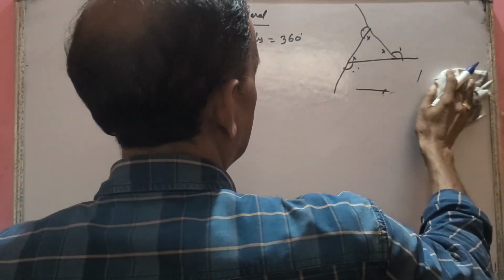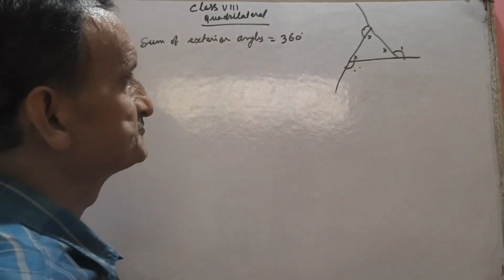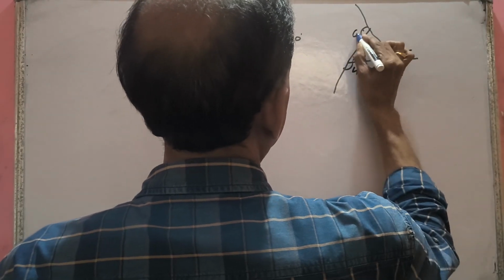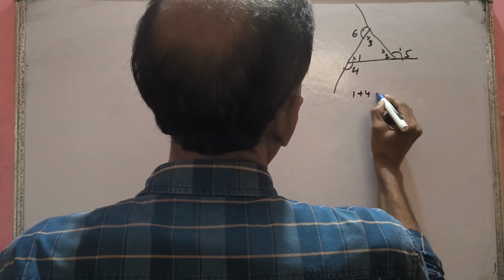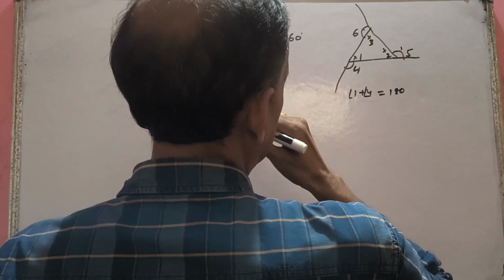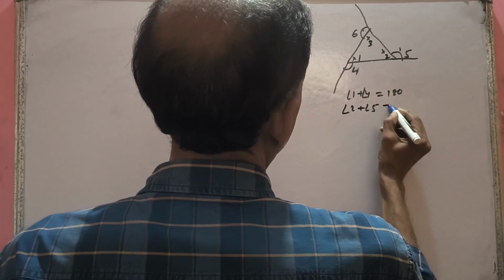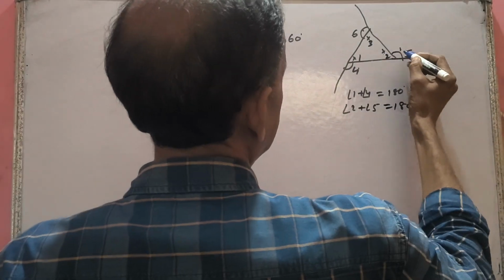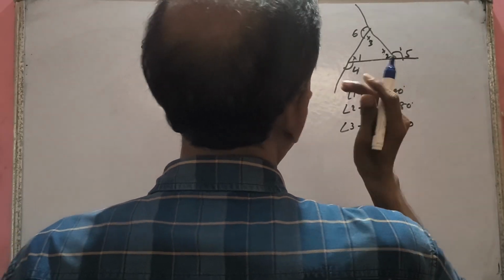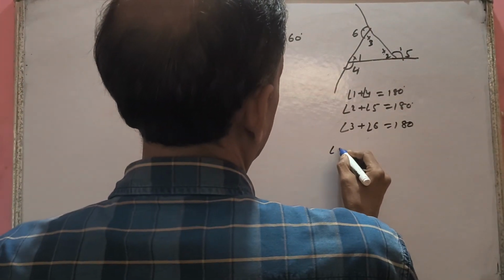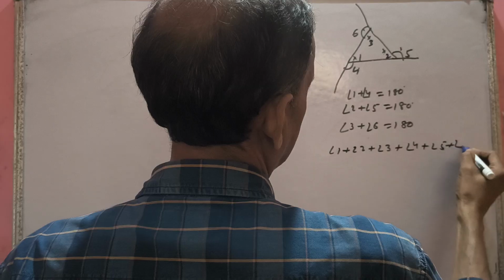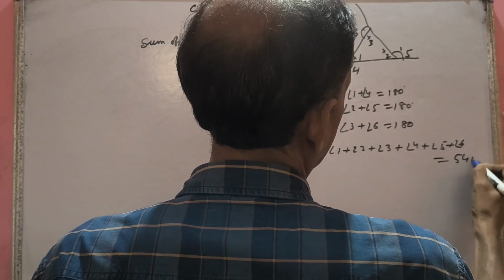I can verify with one example for a triangle. Suppose this is angle 1, angle 2, angle 3, this is 4, this is 5, this is 6. You know what is 1 plus 4? Angle 1 plus angle 4 equals 180 degrees because it is a linear straight angle. Angle 2 plus angle 5 equals 180 degrees, straight angle. Angle 3 plus angle 6 equals 180 degrees, straight angle. When you add up, what will you get? Angle 1 plus angle 2 plus angle 3 plus angle 4 plus angle 5 plus angle 6 equals 540 degrees.